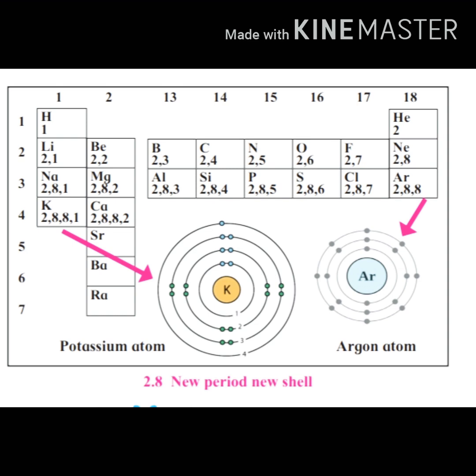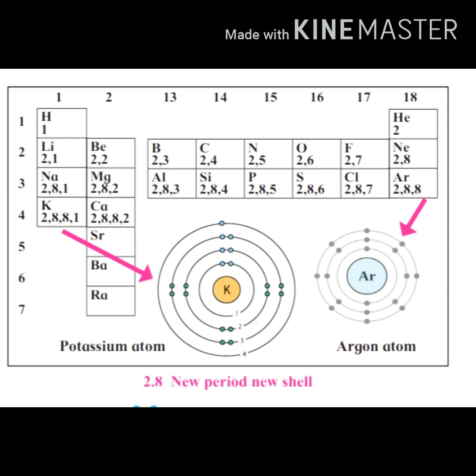Okay, and it remains from left to right, the number of shells remains the same, only the electrons are added in the outermost shell. So you can understand and keep this in your mind that going top to bottom the number of shells increases, and going left to right the number of shells doesn't increase, only the number of electrons is increasing in the outermost shell.